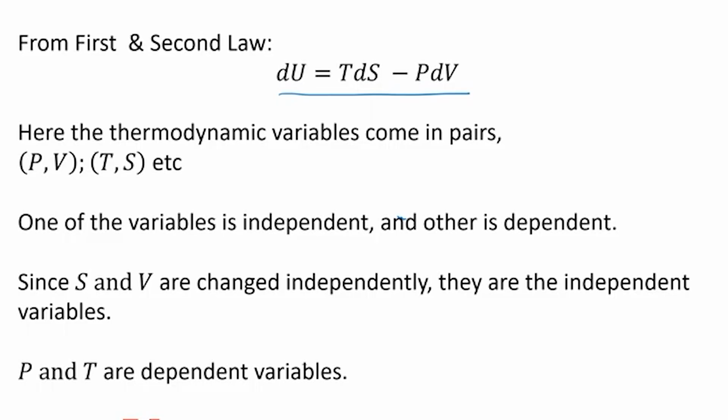U is the internal energy, T and S are the temperature and the entropy, P is the pressure and V is the volume. Here S and V are independent variables and that is why they are varied, whereas T and P are dependent variables. These variables actually come in pairs such as PV and TS, and one of them is independent and so it is varied, the other is dependent. So, S and V are changed independently and that is why they are called independent variables, and P and T are dependent variables, just for the sake of repeating.